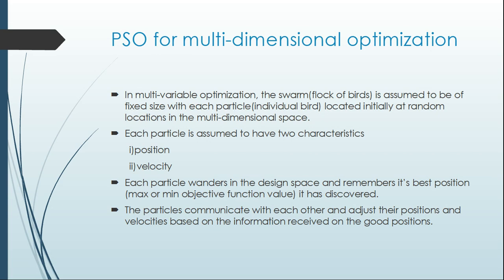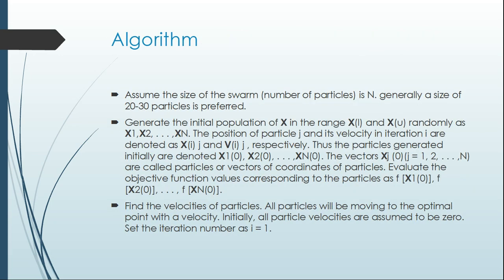Now, how particle swarm optimization is used for multi-dimensional optimization problems. In multivariable optimization problems, the swarm, or flock of birds, is assumed to be a fixed size with each particle located initially at random locations in the multi-dimensional space. Each particle is assumed to have two characteristics. Number one is position and number two is velocity. Each particle wanders in the design space and remembers the best position it has discovered. The particles communicate with each other and adjust their positions and velocities based on the information received on the good positions. Now we see the algorithm of particle swarm optimization.